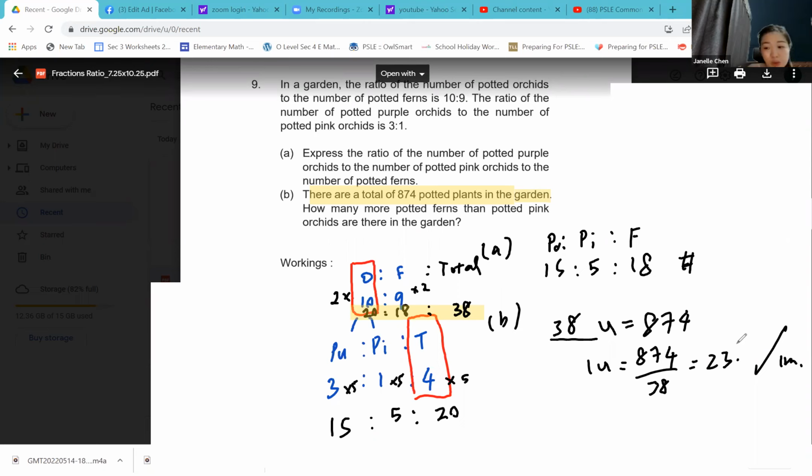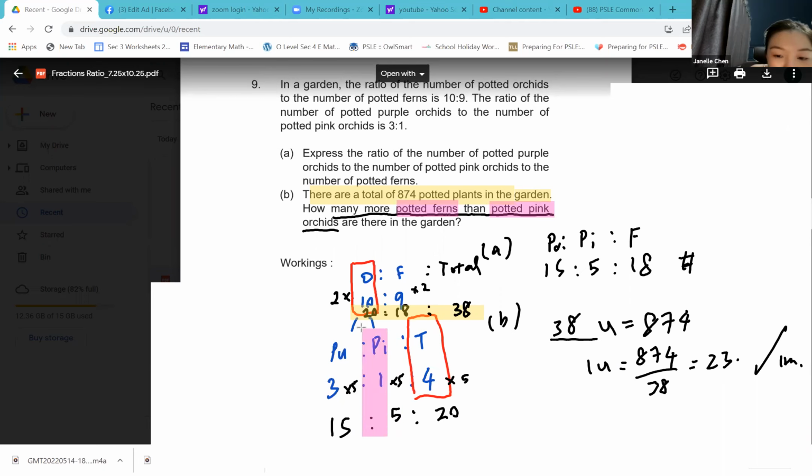After I get 23, the next thing I will want to find is what the question wants, which is how many more potted ferns than potted pink orchids. Another trap that a careless student might fall into: they might think, okay, pink color, I'm just going to find the difference between these two, which is wrong again. So be very careful and read the question very carefully. Potted fern versus potted pink.